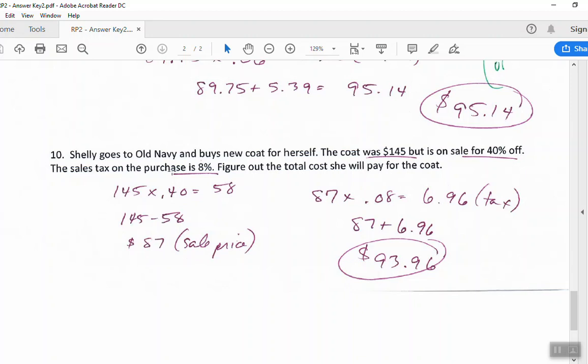I still got to pay tax, though. It says the sales tax is 8%. So now I get taxed on my sale price. Okay. So I take the sale price, I times it by 8% as a decimal, and I get how much I owe in tax, which is just under 7 bucks. I add that to 87, and I get 93.96. So there is our test.